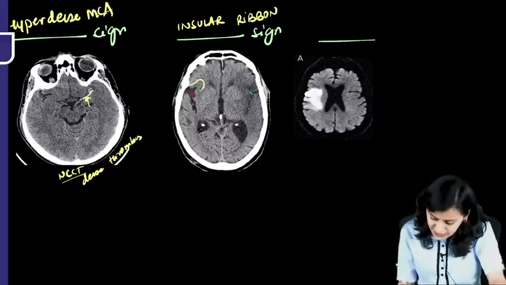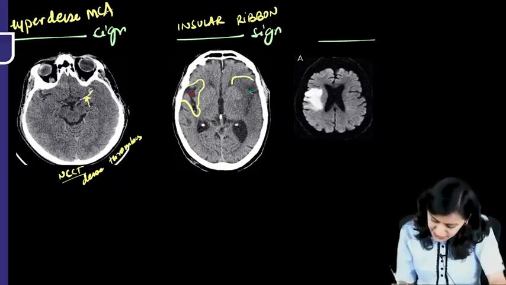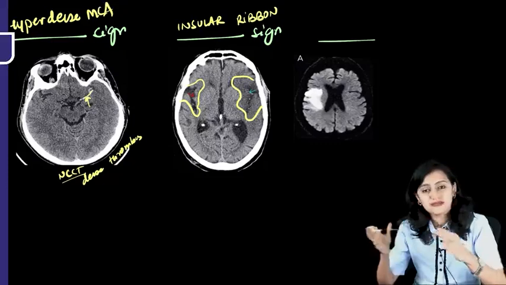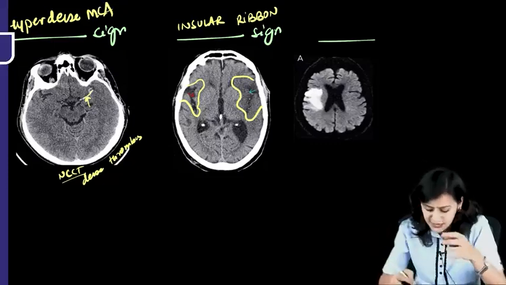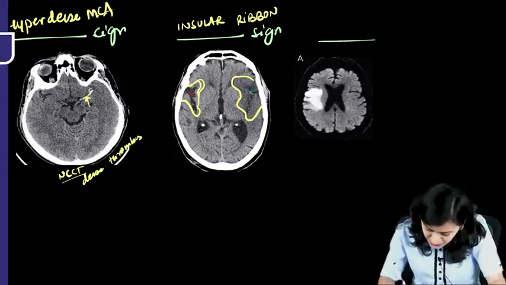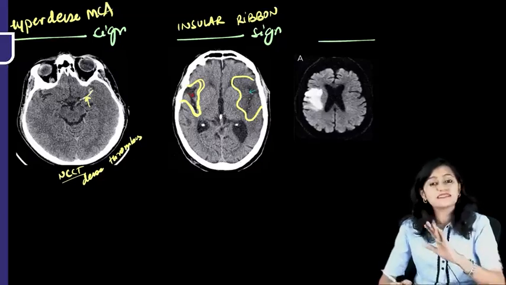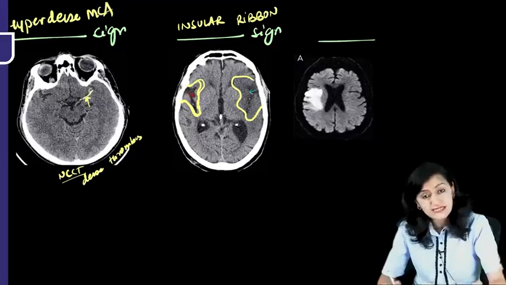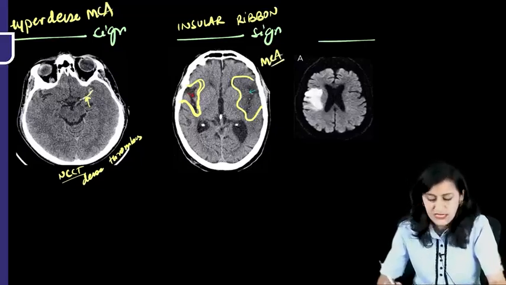So look at this insula. And look at this insula here. Because of the insular involvement in an infarct, the insula becomes hypodense and the normal insular ribbon, the insular cortex, is lost. So that is actually the loss of insular ribbon sign suggestive of MCA infarct.